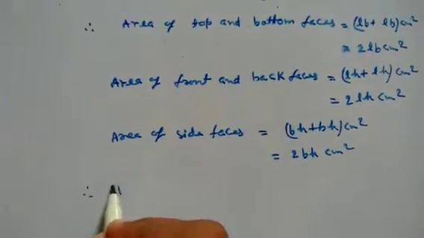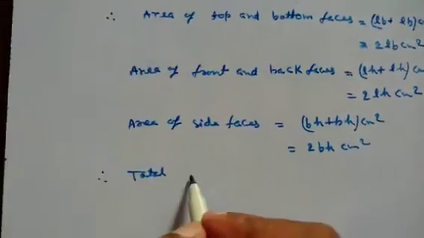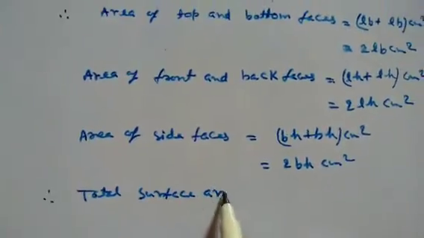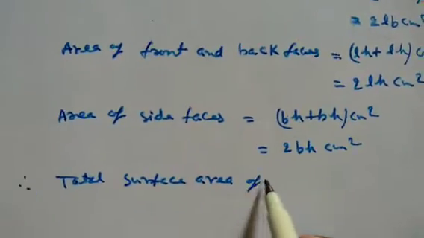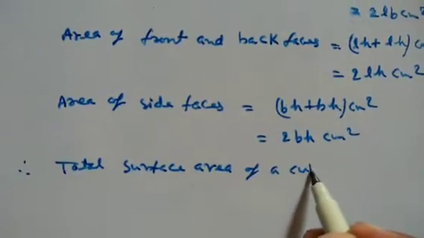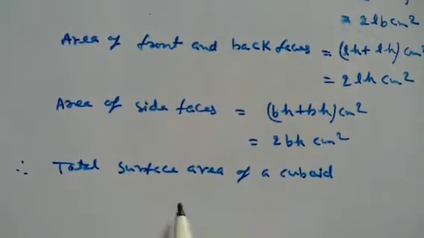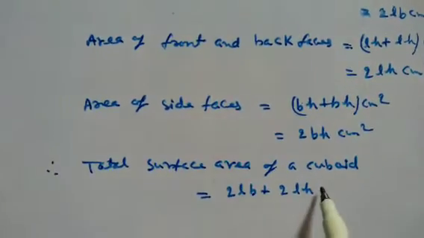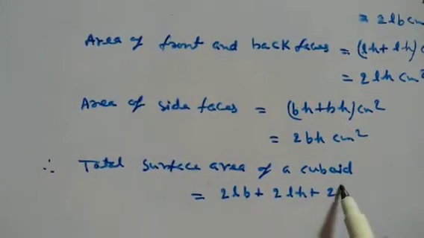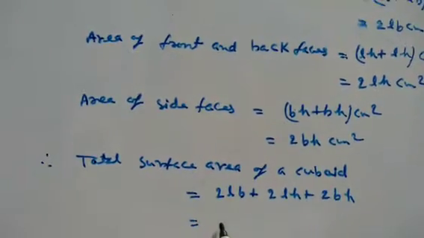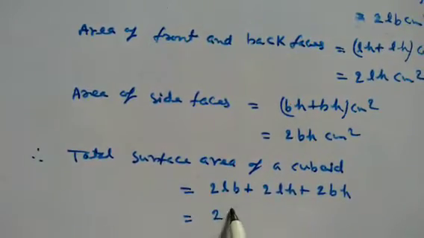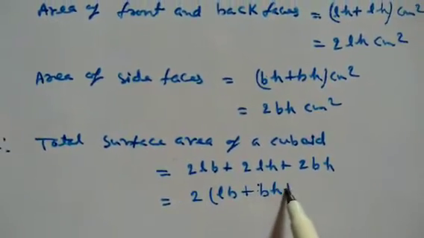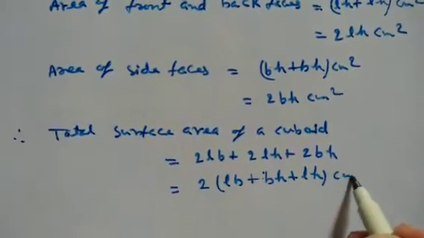So the total surface area of a cuboid is equal to 2LB plus 2LH plus 2BH. So 2 is common: 2 times LB plus BH plus LH centimeter square.